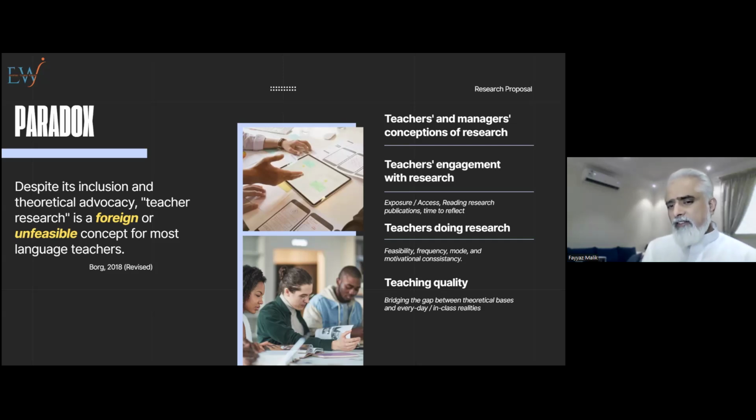And the consistency of motivation can be affected both internally and externally. Over a period of time, it can be a challenge to carry on the same level of motivation to do the research, get it verified, peer reviewed and published. Then the teaching quality. A lot of teachers argue: how are they going to bridge the gap between theoretical basis and everyday in-class realities, everyday in-class teachings?